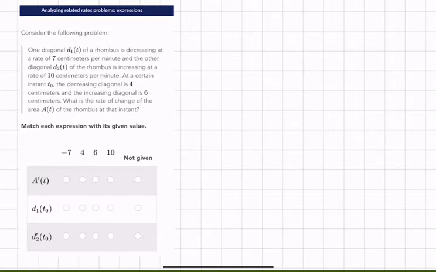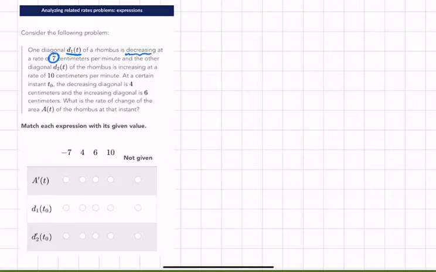But it's just saying, what are these numbers? Okay, the numbers that are in this problem, what are they? So let's go ahead and start reading and see if we can identify all the stuff. All right, this says one diagonal, d sub 1 of t, of a rhombus is decreasing. It's decreasing at a rate of 7. So there's our first number.